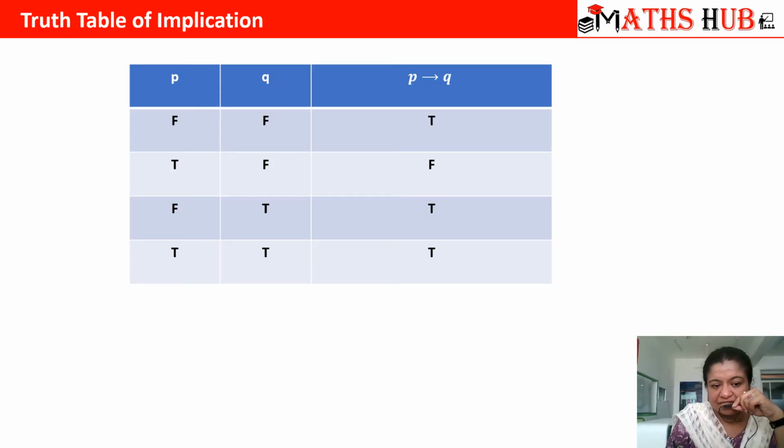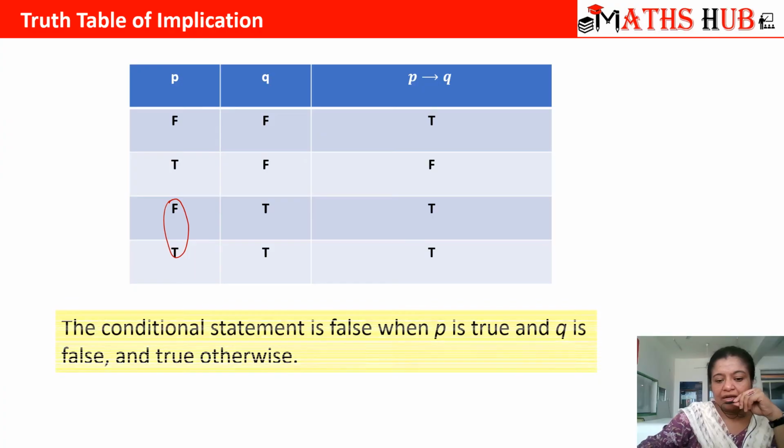That means whether the statement P is false or true, if Q is true, then the implication will always be true. That means if Q is a true statement, irrespective of P, the statement P implies Q will always be true, right? So the conditional statement is false only in the case when P is true and Q is false. It is true otherwise, right?